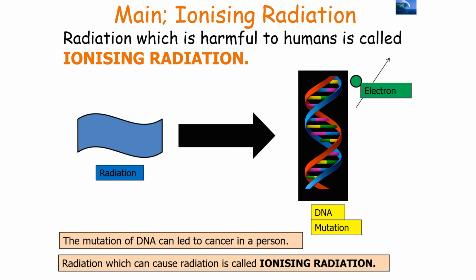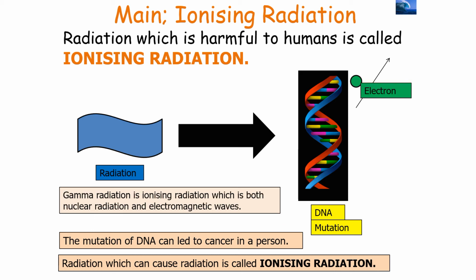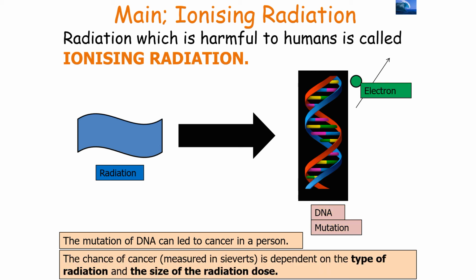Radiation which can cause this, like we said before, is called ionizing radiation. So ionizing radiation can either be nuclear radiation like alpha particles and beta particles, but also electromagnetic waves like UV or X-rays. Now, gamma radiation is an ionizing radiation which is both nuclear radiation and electromagnetic waves.